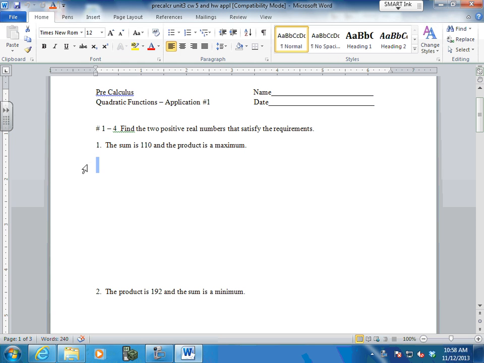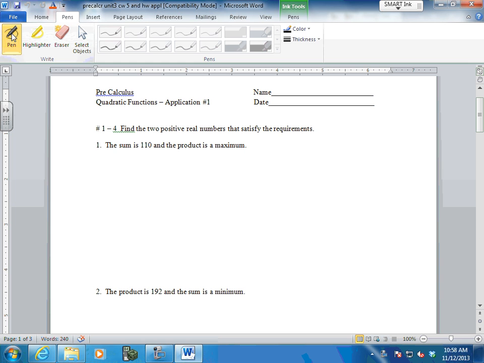So stay with me. We are going to let x equal the first number, and let y, guys, equal the second number. We need two numbers. Their sum has to be 110. Now, this is what I'm talking about. Here's my numbers. Say I had 10 and 100.